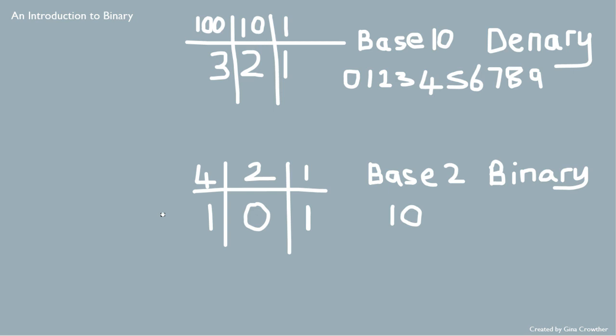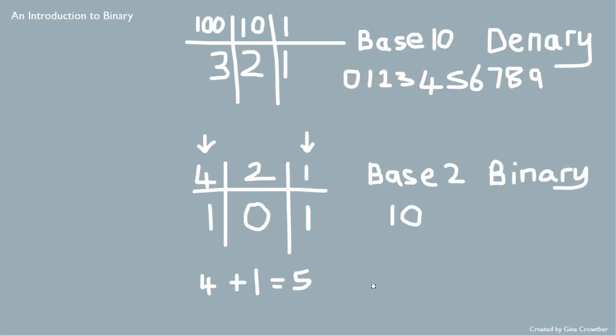So 1 is on and 0 is off. Have a look at 101. Well, we can see that the number 4 is on because it's got a 1 underneath, and the number 1 is on because that has a 1 underneath. We ignore the zeros, so in this case we are just adding the columns together. So 4 plus 1 equals 5, and it's that easy.